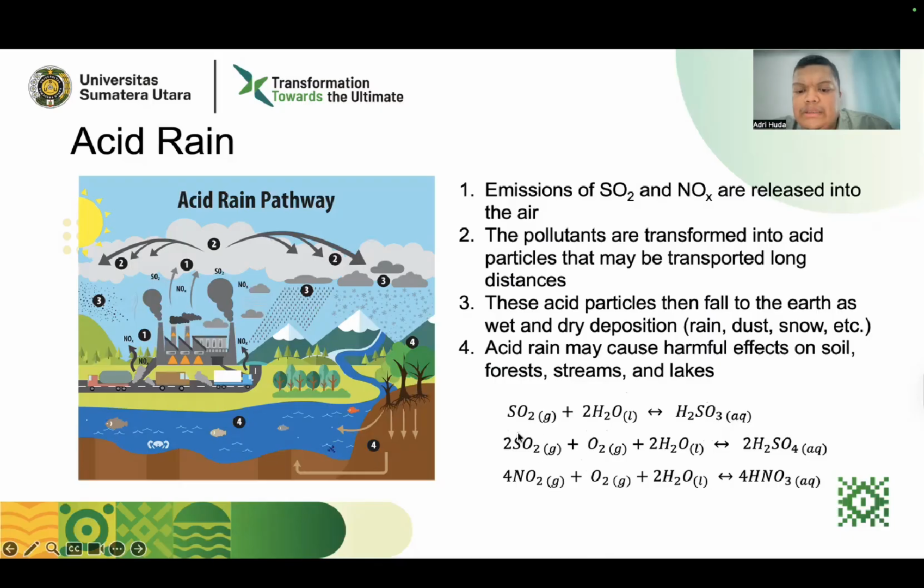And when we have sulfuric oxide in contact with water and there is oxygen, they can form sulfuric acid. The other example, if we have a nitrous oxide and then there is oxygen and water, they can form nitric acid. How about the carbon dioxide or carbon monoxide? If they come in contact with water, they can form a carbonic acid solution.